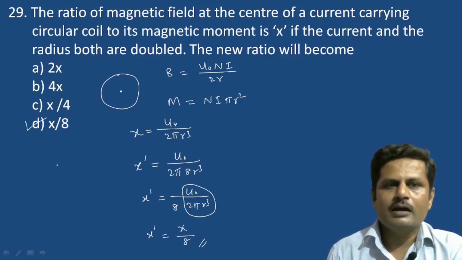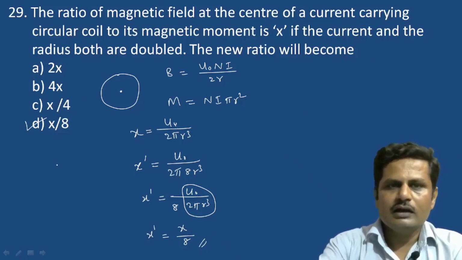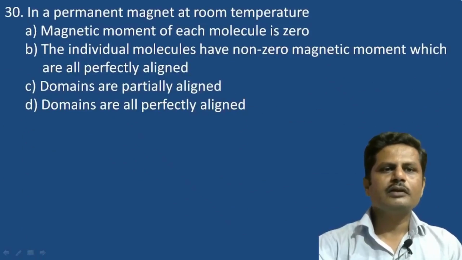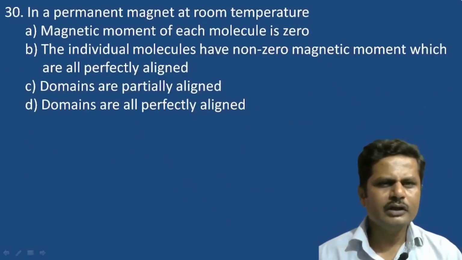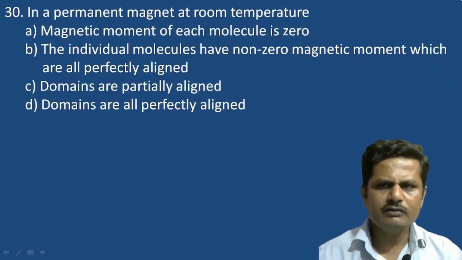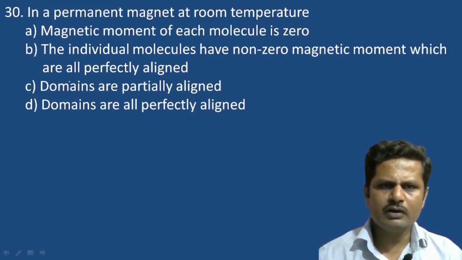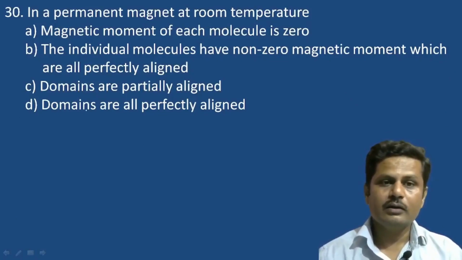Okay, now let me go for the next question. Question number 30. In a permanent magnet at room temperature, option A, magnetic moment of each molecule is 0. The individual molecules have non-zero magnetic moment which are all perfectly aligned. Domains are partially aligned. Domains are perfectly aligned.